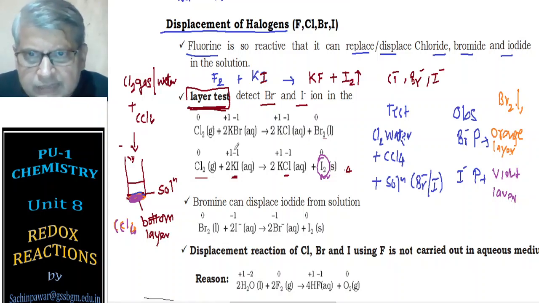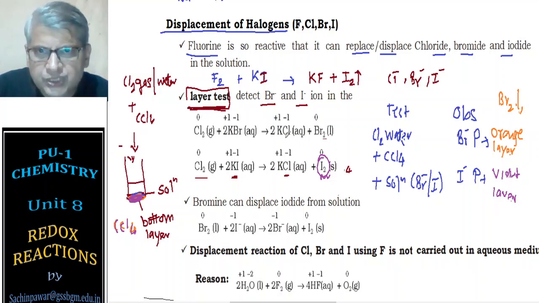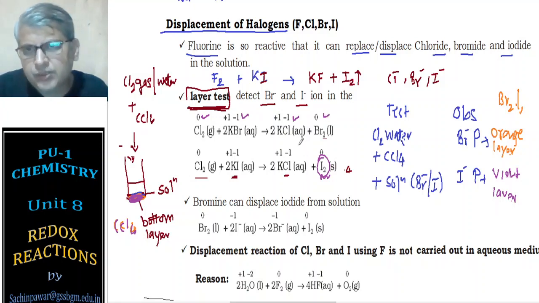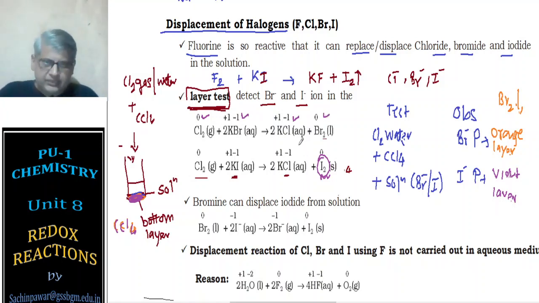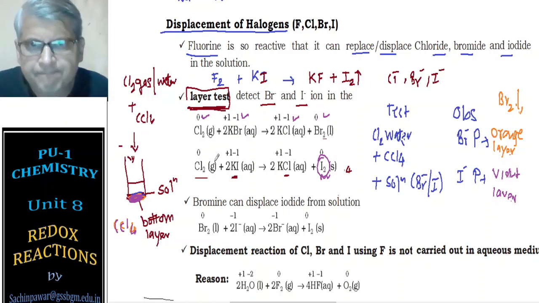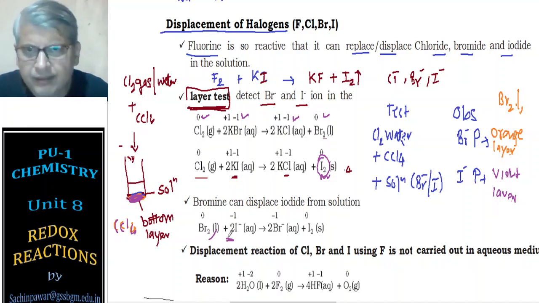And again, these displacement reactions are redox reactions, as you can see. Chlorine goes from 0 to -1, a decrease in oxidation number. And bromine goes from -1 to 0, an increase in oxidation number. So reduction and oxidation are both taking place. Bromine can also displace iodide. You can have bromine gas displace iodide from the solution. That is a different example.